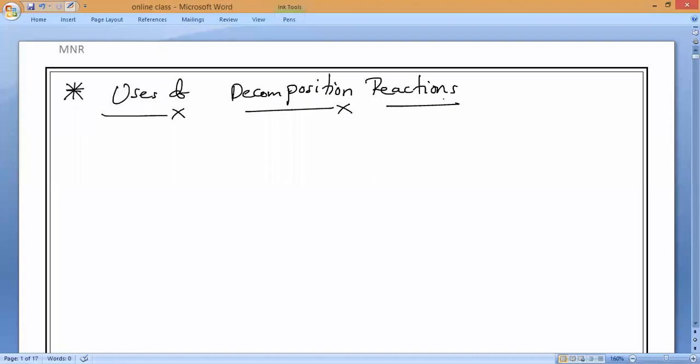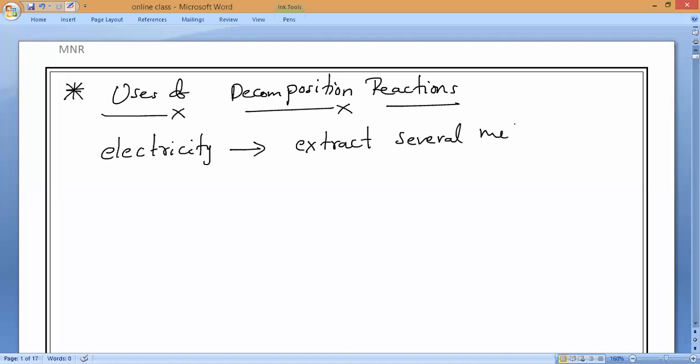First, if we take the decomposition reaction carried out by electricity, we used to call it electrolysis. Is it yes or no? Please respond. So electrolysis, we can use this to extract several metals, do you understand, everyone, from their naturally occurring compounds like chlorides and oxides.